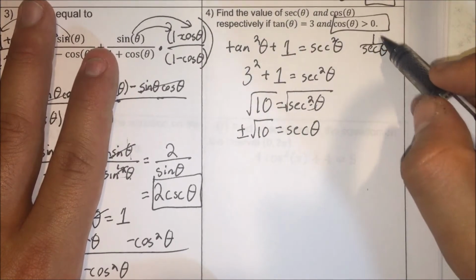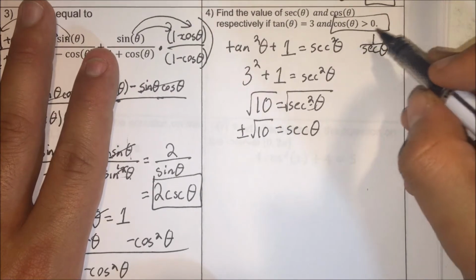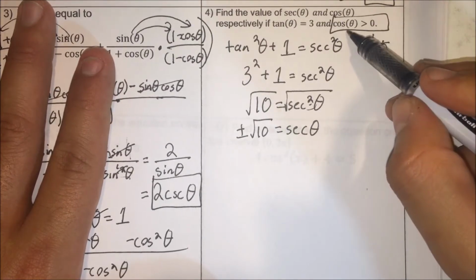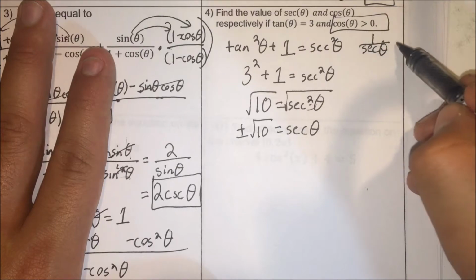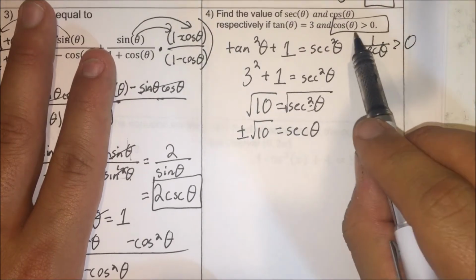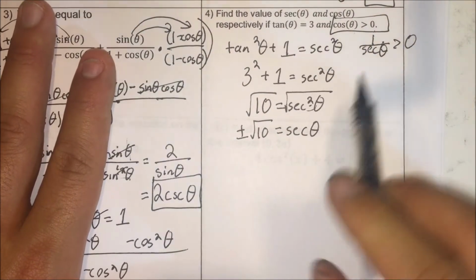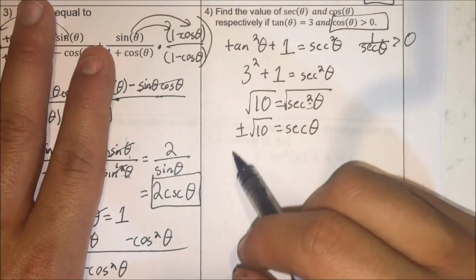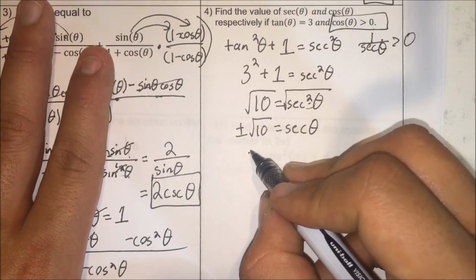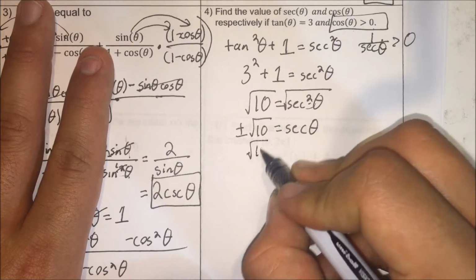Well, if I have 1 and I divide it by secant, that's going to give us the same thing as cosine. Those two should both be positive. If cosine is positive, secant then has to also be positive. So that gives us that it's just the positive square root of 10.